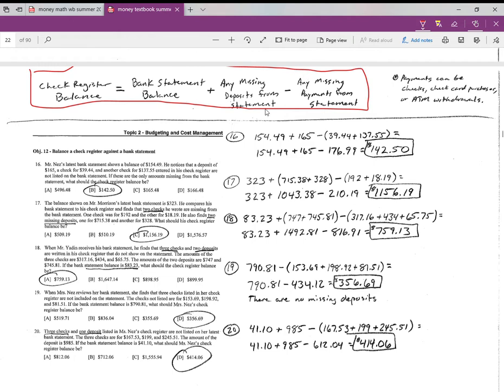So let's do a couple problems here. Again, I believe there's 6 problems here. They're all going to be very similar. So we'll maybe do 2 or 3.